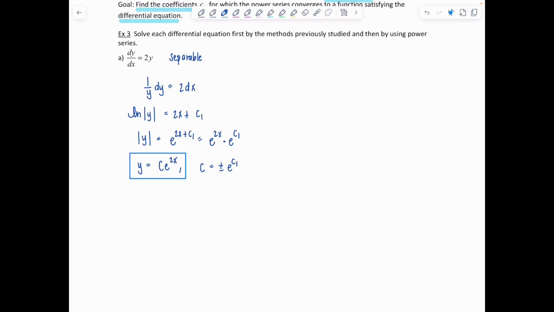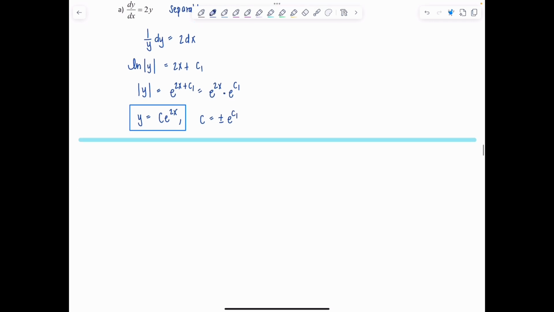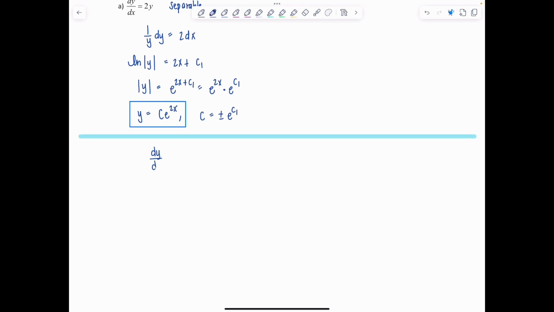Okay, now we're going to solve the same differential equation using power series. So let's revisit what it was. The differential equation was dy/dx equals 2y. So we're going to assume we have a solution of the form y equals the sum n equals 0 to infinity c sub n times x to the n. Well, I want to substitute that into my differential equation. So remember, dy/dx, that's the same as y prime equals 2y. And I'll just substitute it into y prime minus 2y equals 0.